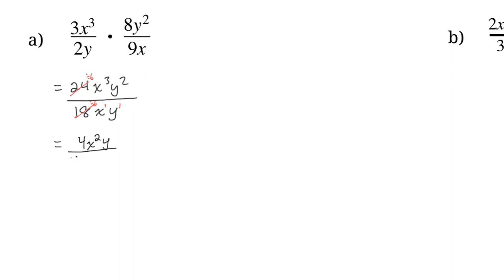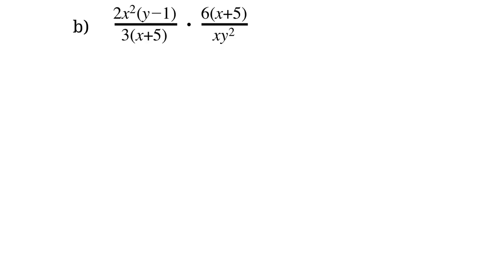So here's our simplified rational expression, but we'll need to state our restrictions because we started with an x and y in the denominator. So in this case, our restrictions are going to be x cannot equal 0 and y cannot equal 0. So here's our next example.